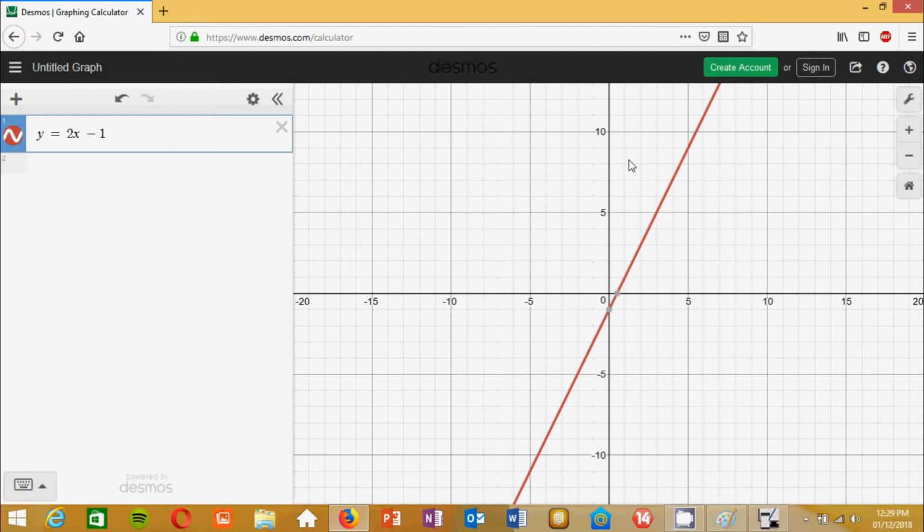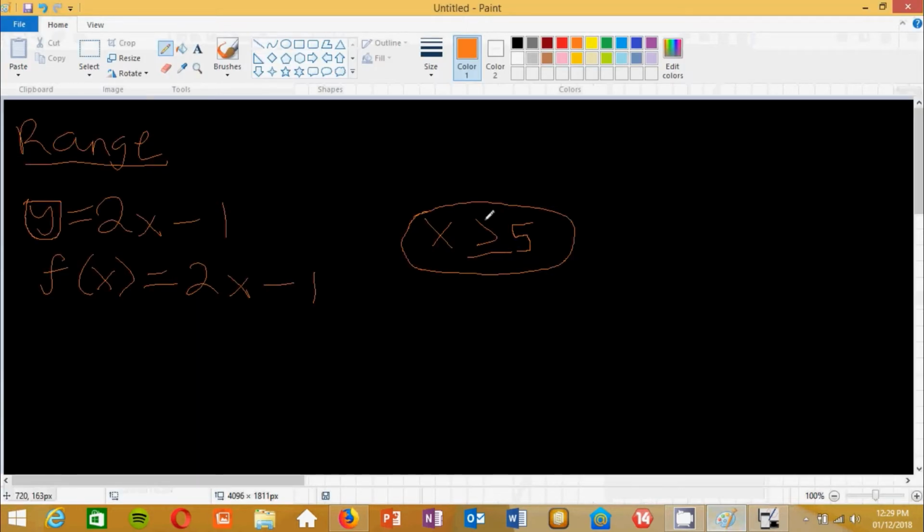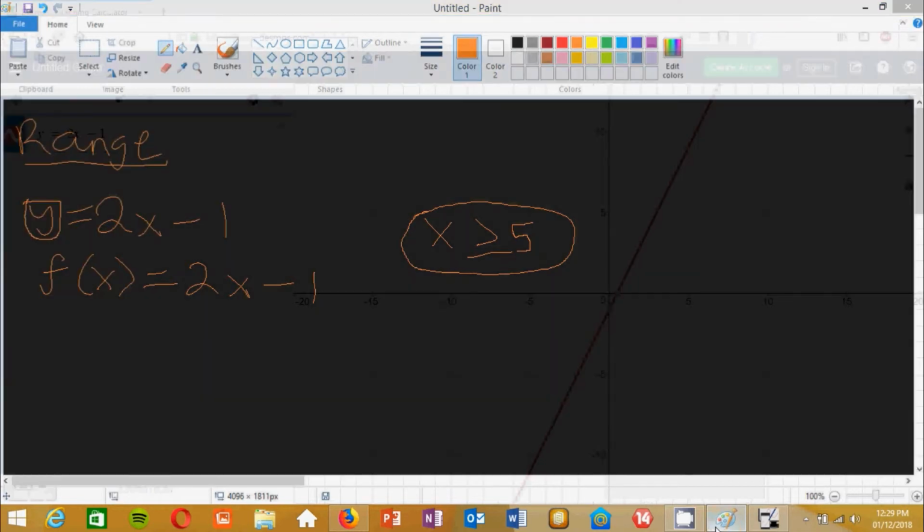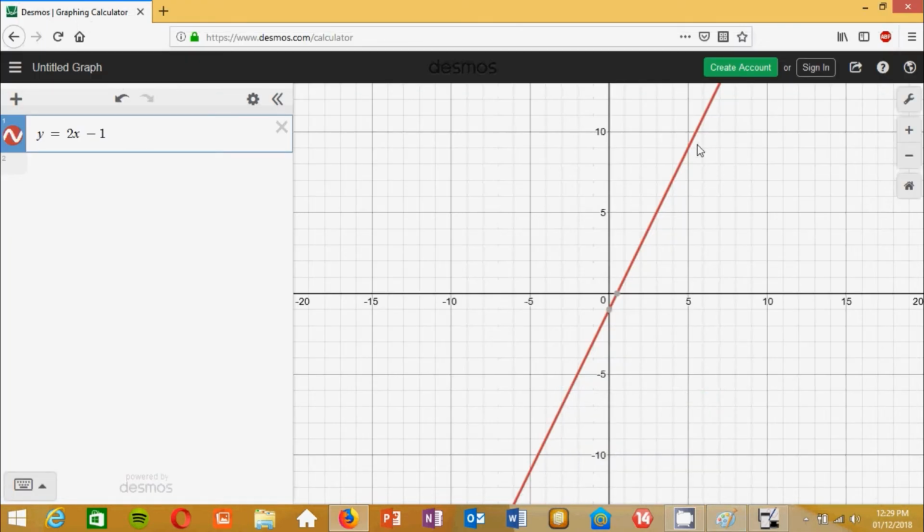So any y value of the graph that's lower than 9 is going to be ignored, because any y value that's lower than 9 is going to correspond to x coordinates that are less than 5. But my domain says my x coordinates should start at 5. So if my x coordinates start at 5, my y coordinates will start at 9. So this graph is going to start over here.